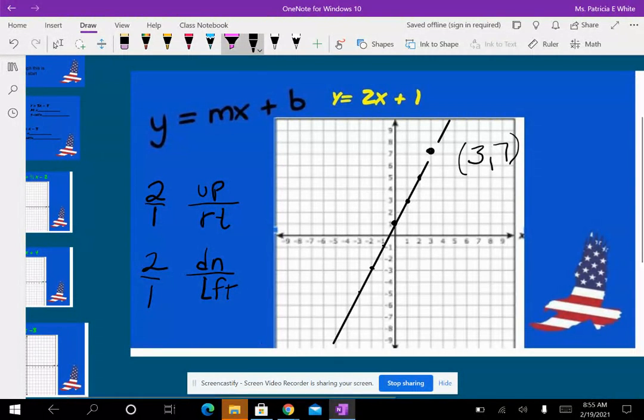So 7 equals 2 times 3 plus 1. 2 times 3 is 6 plus 1. That's true. This is a solution.